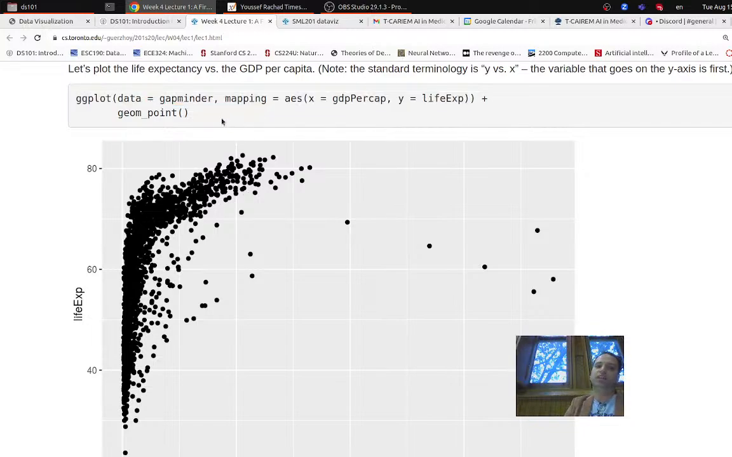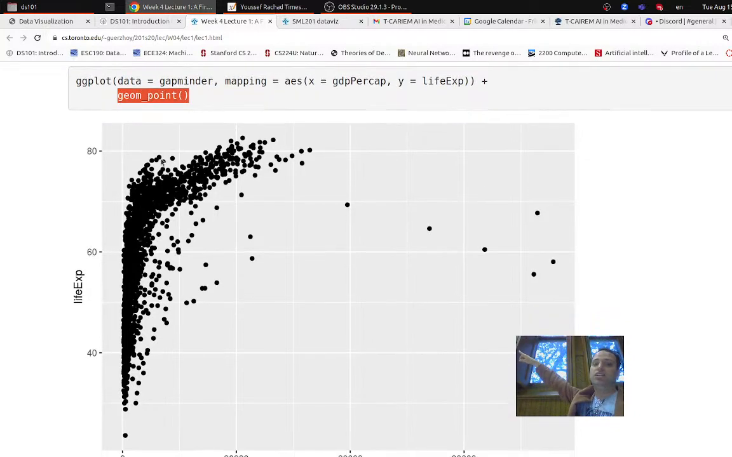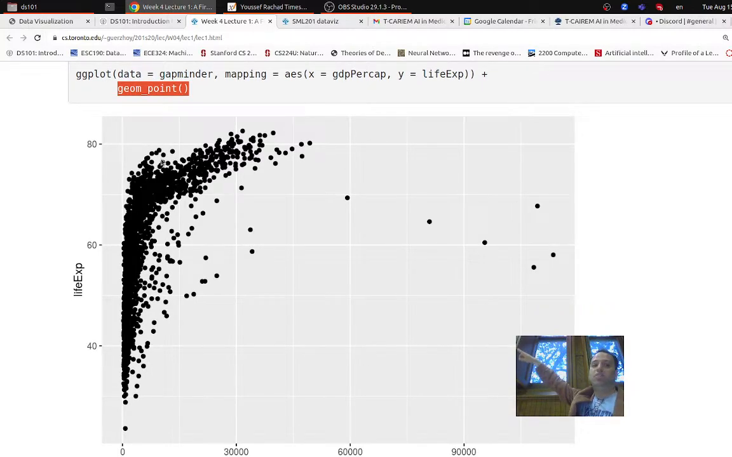In particular, this is just one layer. There can be multiple layers. Here the only layer in this visualization is geom_point, which stands for scatter plot. A scatter plot is just points on the plane where the x and y coordinates are whatever is specified. So that looks like this.